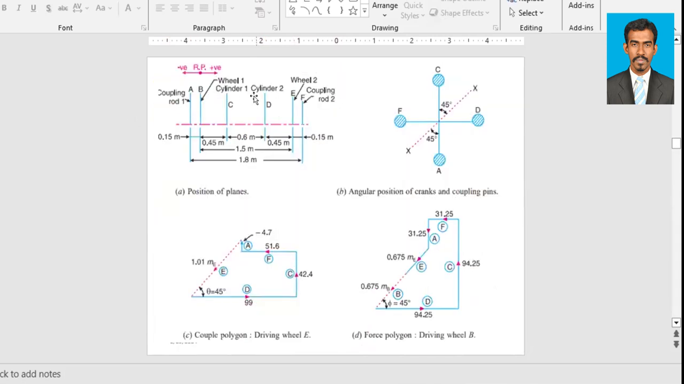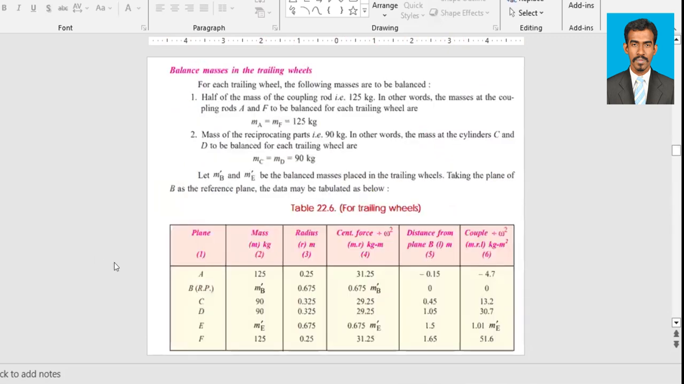With similar planes won't change, since they are coupled, and also similar angular positions will not change, right? So accordingly, we will fix them in the table. A, B, C, D, E, F planes, and I'll consider any one of the planes as a reference plane. I'll consider B plane as a reference plane, or else I can consider E plane also, right? Why? Because they are the unknown masses. If we consider that plane as the reference plane, eventually the distance from the plane is 0, which means we can have this data here as 0, which will be easy to solve.